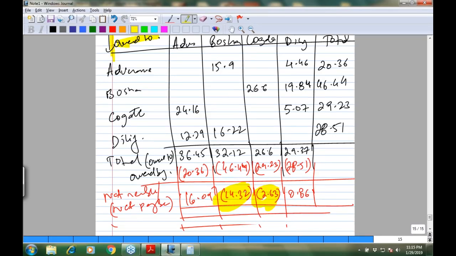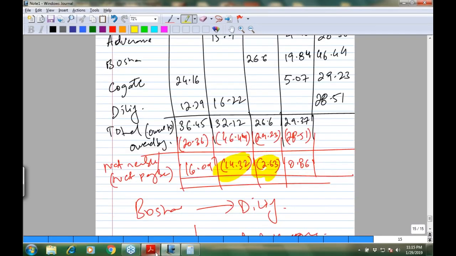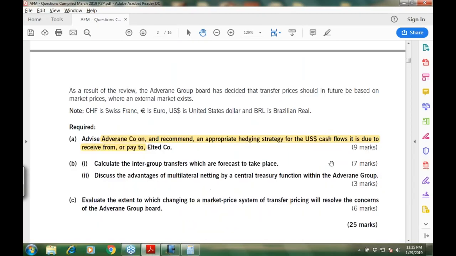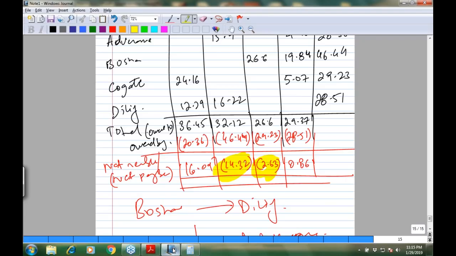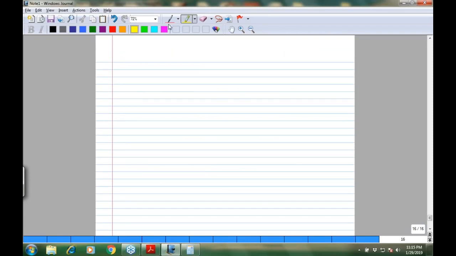Anyways, so lastly, we have got the third requirement of the question, which says advantages of multilateral netting by a centralized treasury function. So I would explain to you briefly some of the advantages of this multilateral netting. One of the advantages is that the transaction costs are saved.